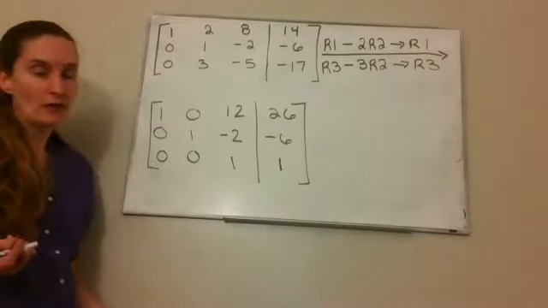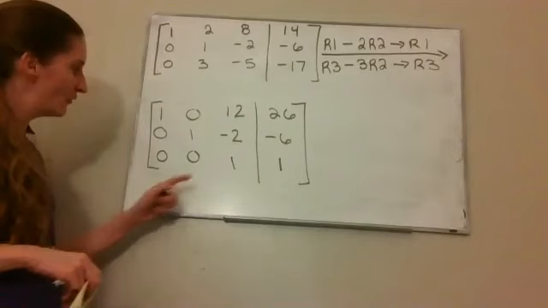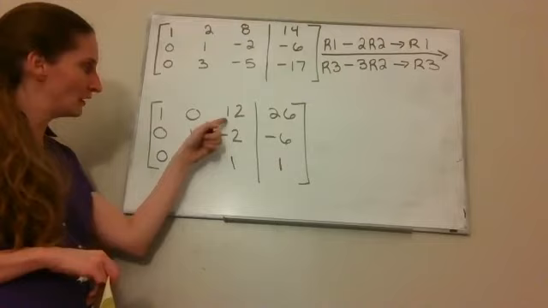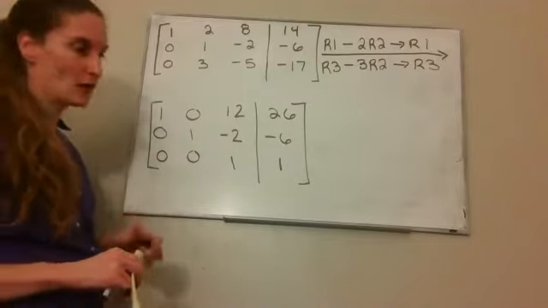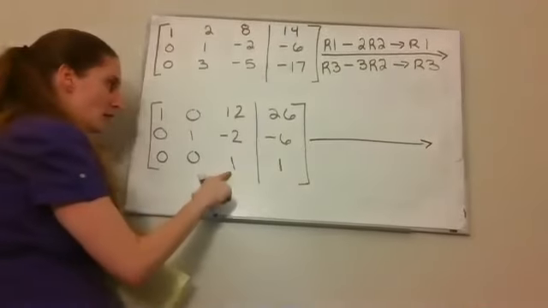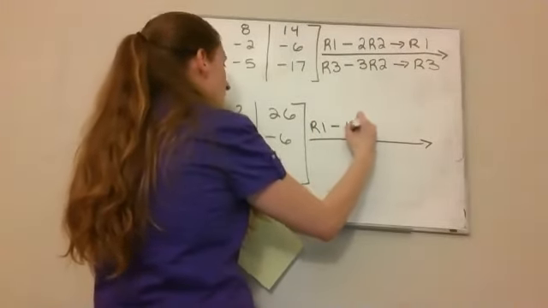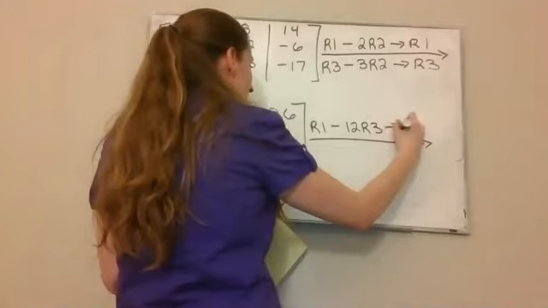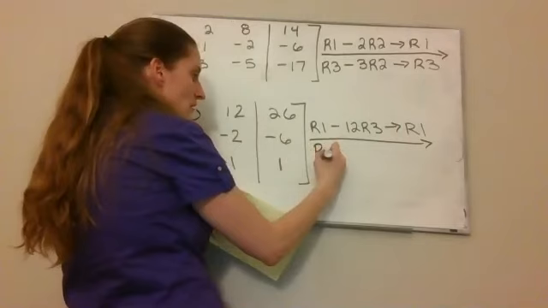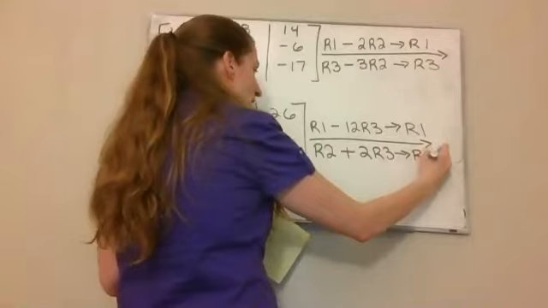Am I in reduced row echelon form now? No, but we are close. I do have a leading 1 in the bottom row, and it's further to the right. However, I still need zeros above it to be in reduced row echelon form. So I need to clear out those numbers above that leading 1. To get rid of the 12, doing row 1 minus 12 row 3 will take care of that. And to get rid of the -2, doing row 2 plus 2 row 3 will take care of that.